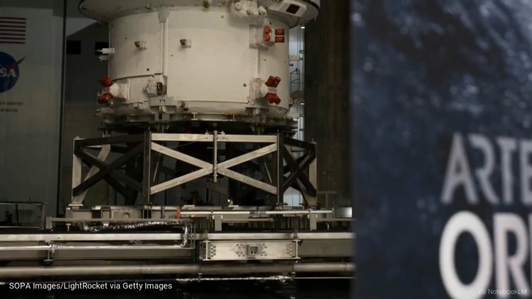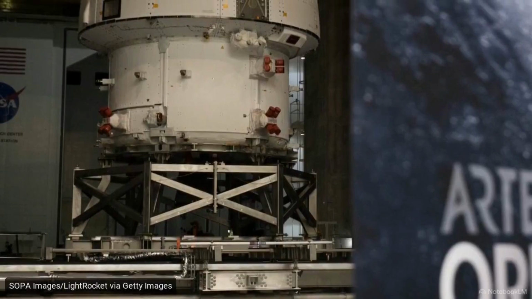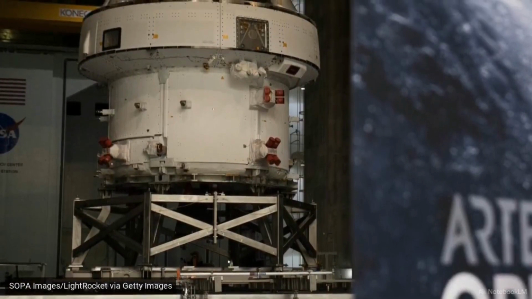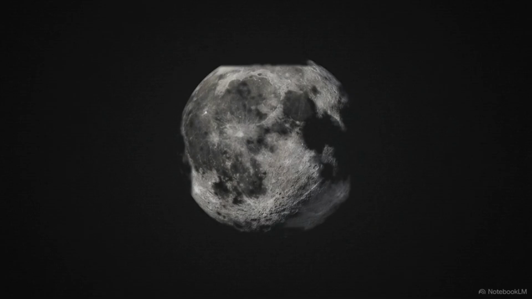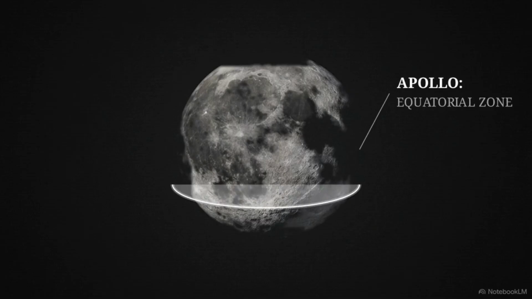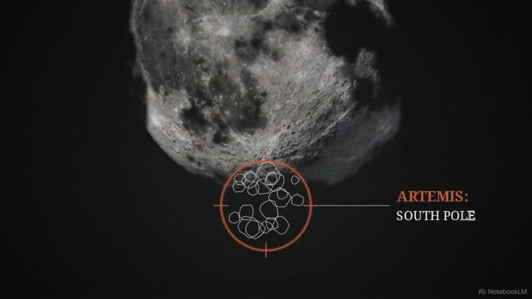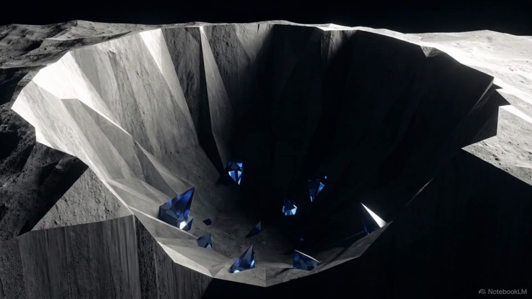Today, we see the deployment of the Orion capsule. This hardware is engineered for the long-duration mechanical and physiological demands of deep space exploration. The mission geography is also changing. Apollo targeted the relatively flat, safe regions near the lunar equator. The Artemis program, however, is aiming for the rugged, heavily cratered terrain of the lunar South Pole.